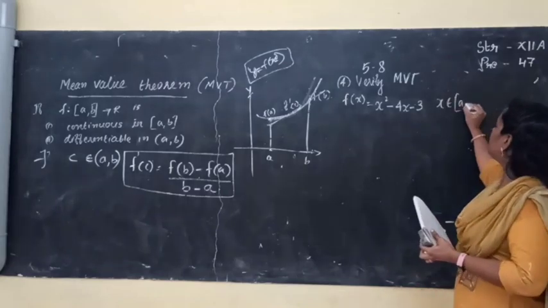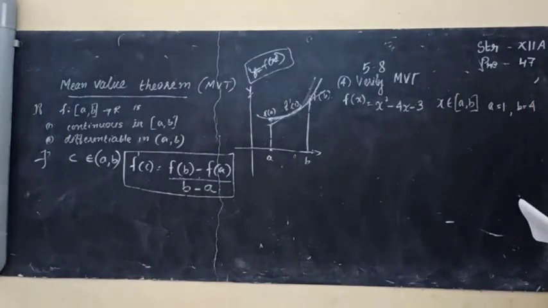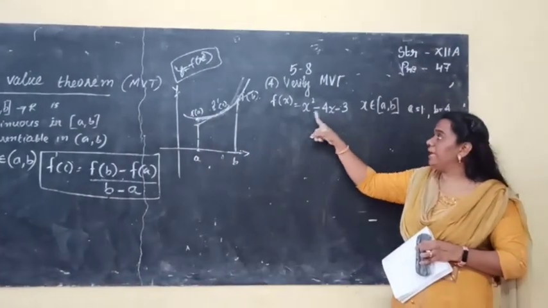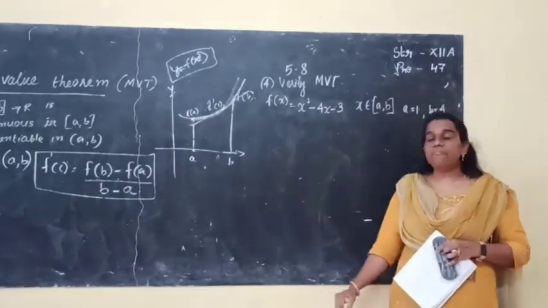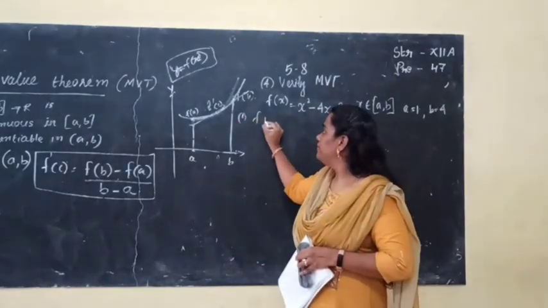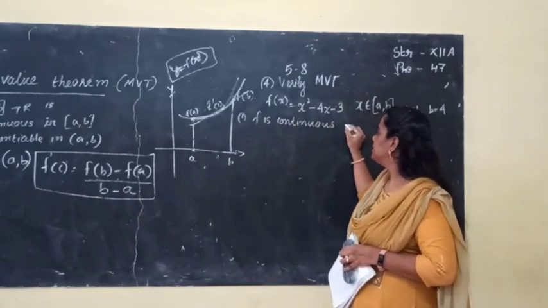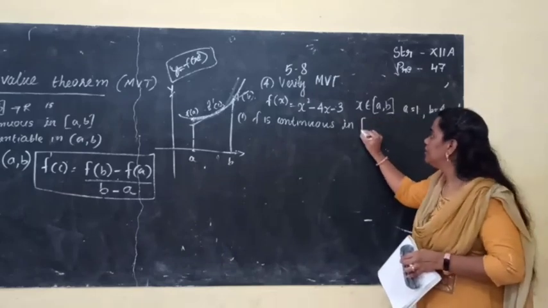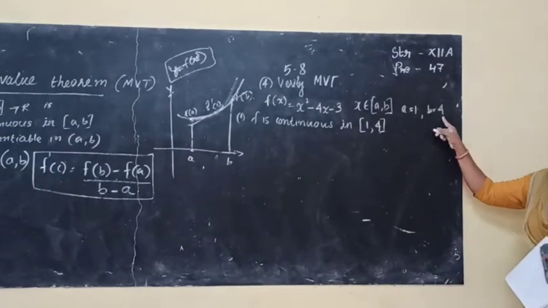x belongs to the closed interval a b. Here a is equal to 1, b is equal to 4. Now you see what type of function it is. It is a polynomial, x square minus 4x minus 3. It's an algebraic expression. All polynomial functions are continuous. In which interval? a is equal to 1, b is equal to 4, so the interval is closed interval 1 to 4. f is continuous in closed interval 1 to 4.